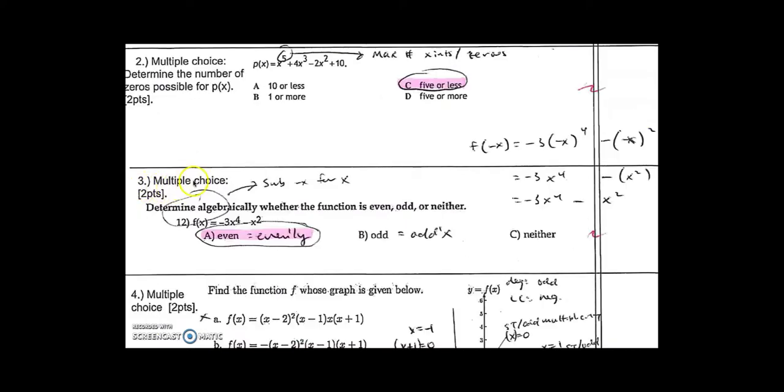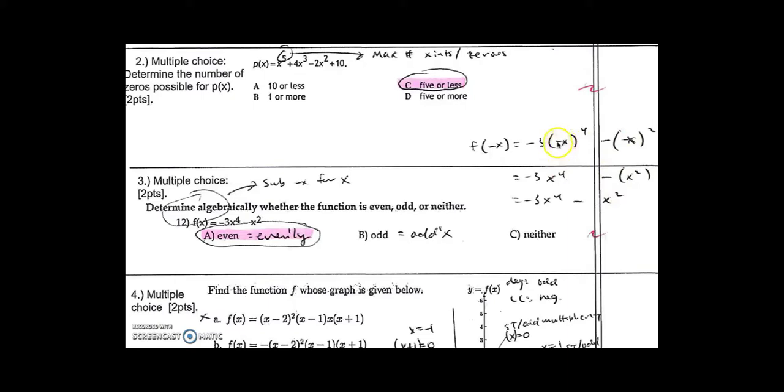Question number 3, multiple choice. Determine algebraically whether the function is even, odd, or neither. So here, notice how it does not say the word degree. So how do you test for a function algebraically? Well, for every x value, you're going to substitute a negative x. So here, every x value, you put in a negative x. And then here you use PEMDAS to simplify.